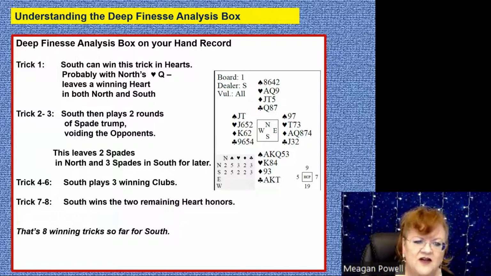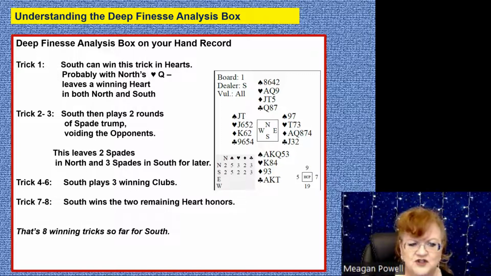Then I have a total of 9 spade trump, and I want to pull trump. I'm going to play first the 2 of spades over to the ace, king, or queen. Both opponents will follow suit. Then I'll play another high spade from South's hand, and you'll notice that both opponents will follow suit. That's the 4 missing spade cards. The opponents are now void after 2 rounds of trump.